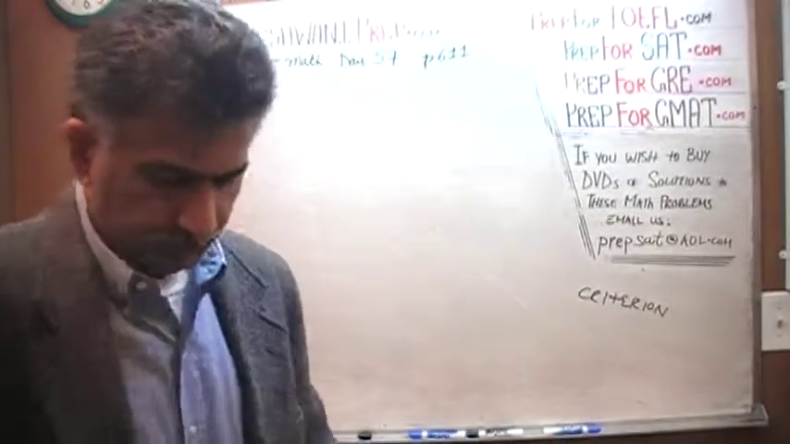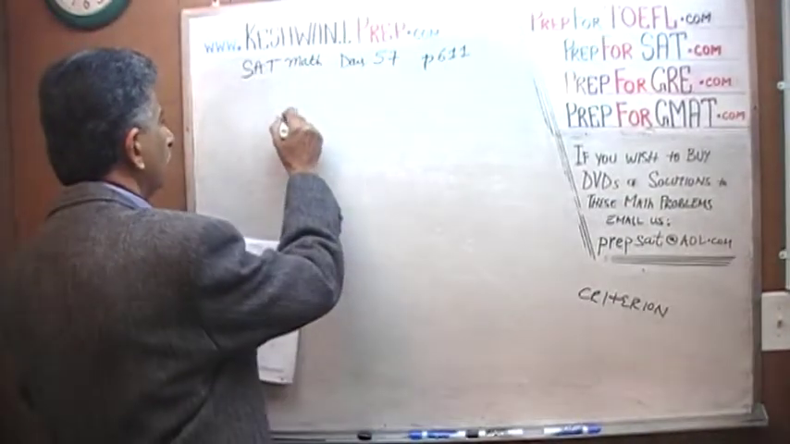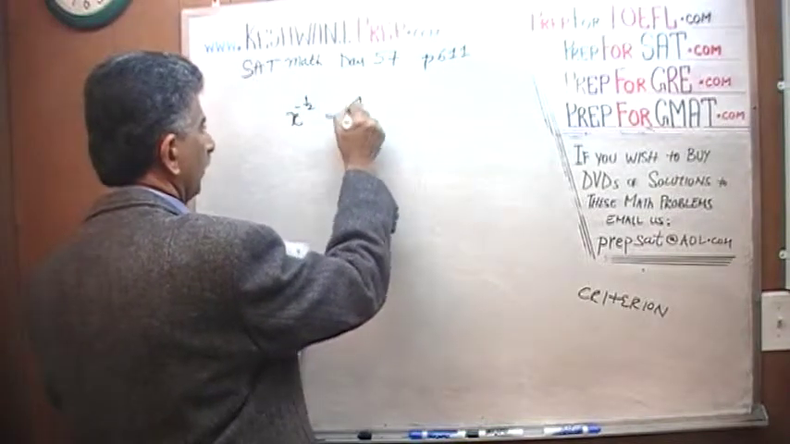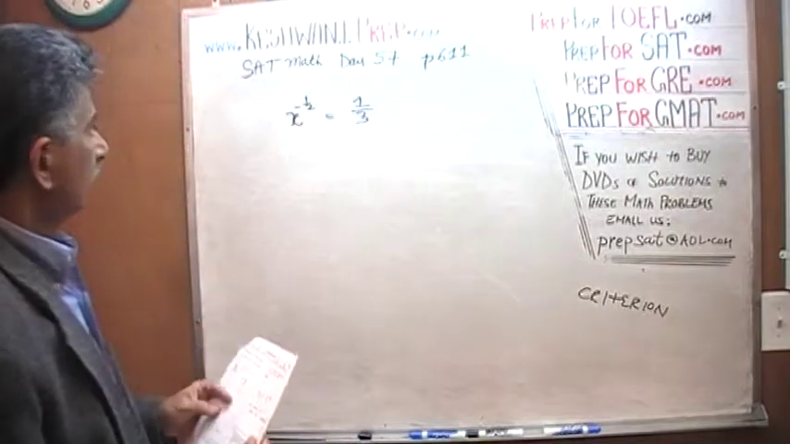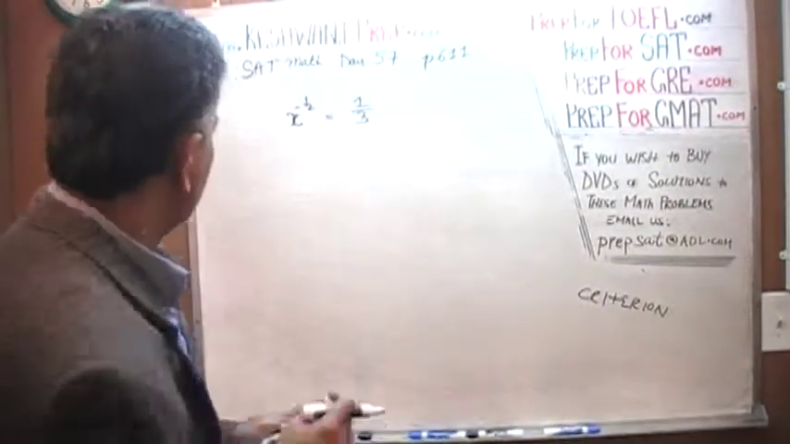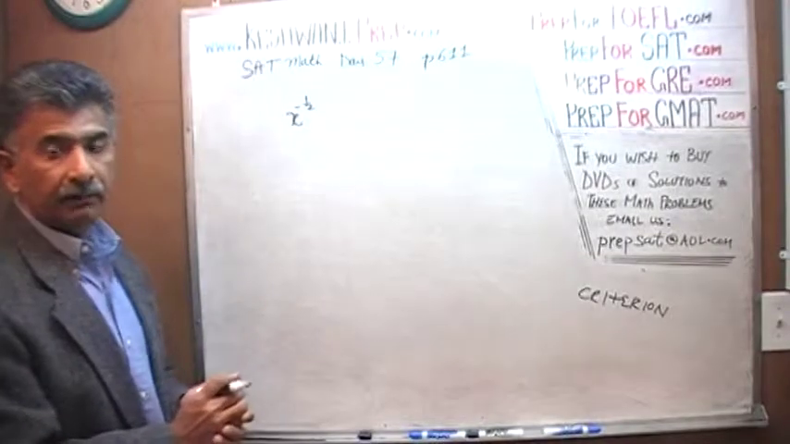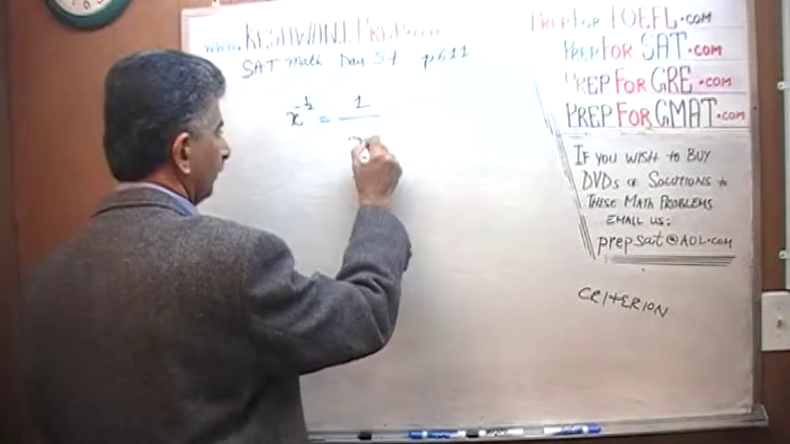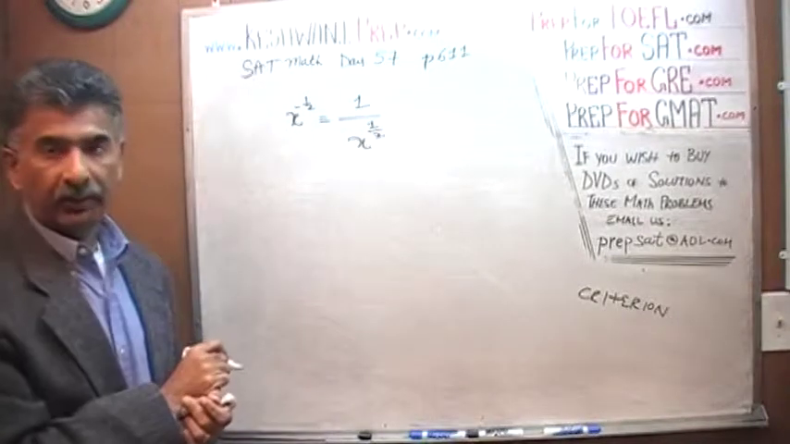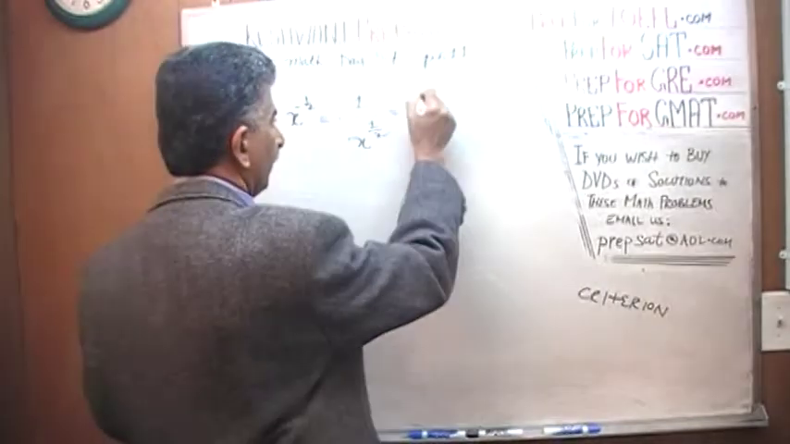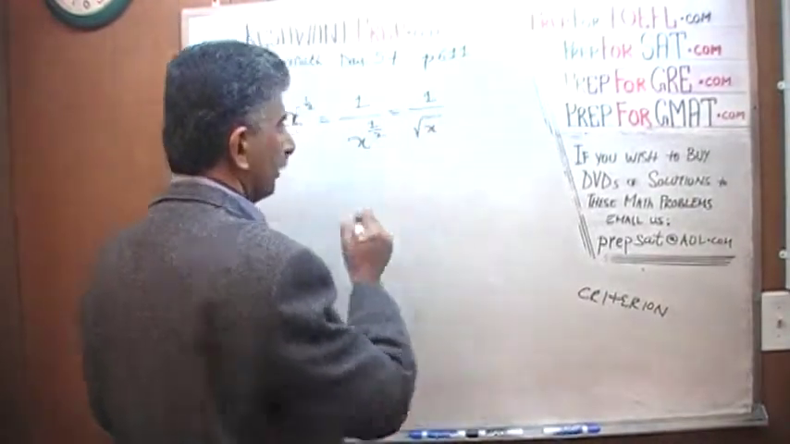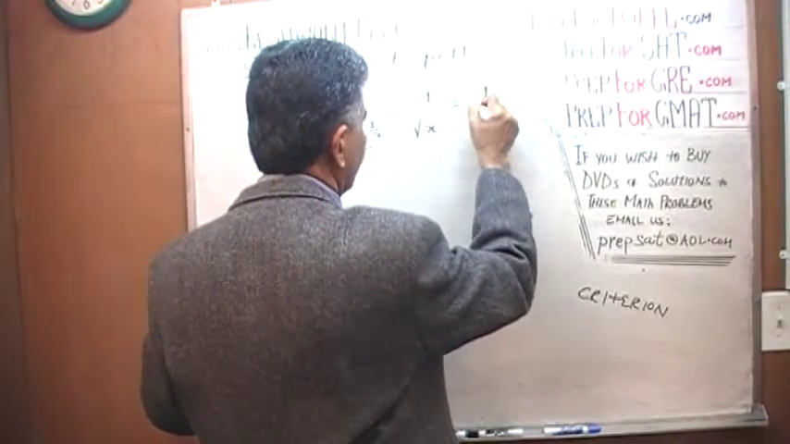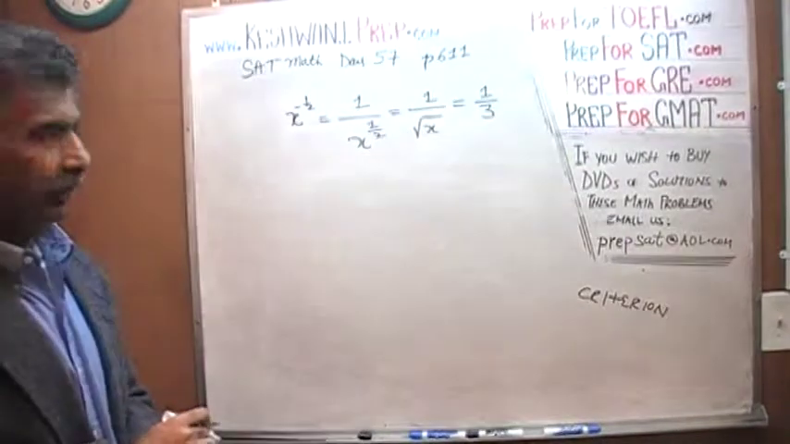We are told that x raised to negative half power equals 1 over 3. Let's first understand what that means. What does it mean if a variable is raised to a negative 1 half power? This is the same as 1 over x raised to positive 1 half, which of course is the same as 1 over square root of x. And that we are told equals 1 third.